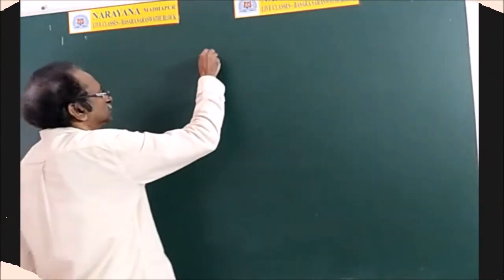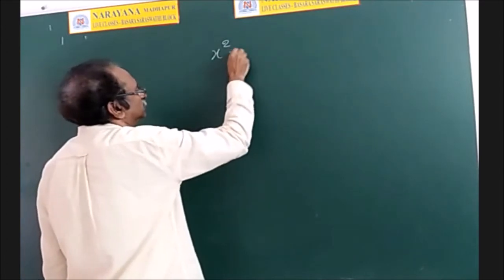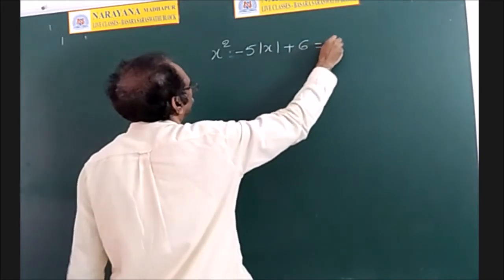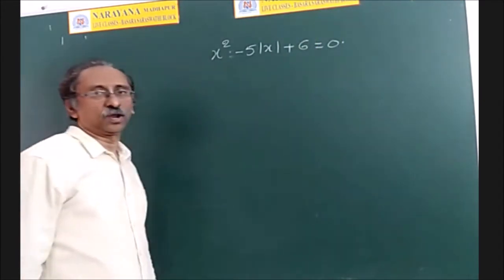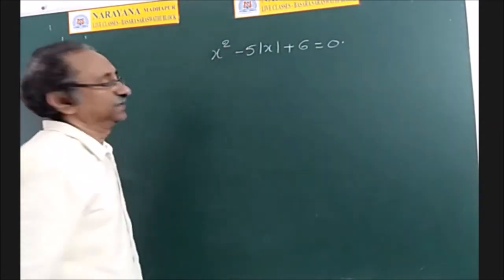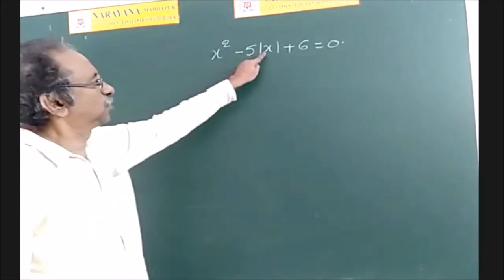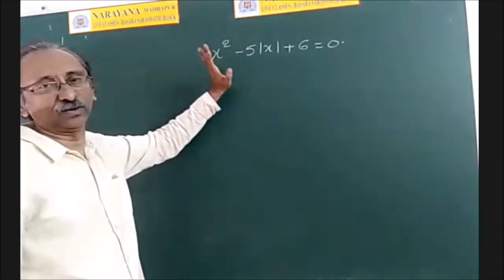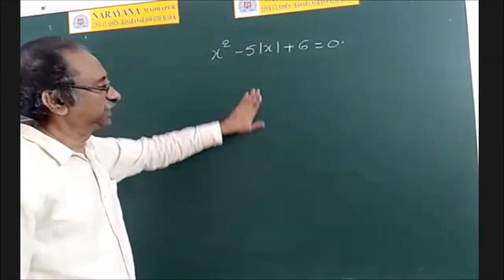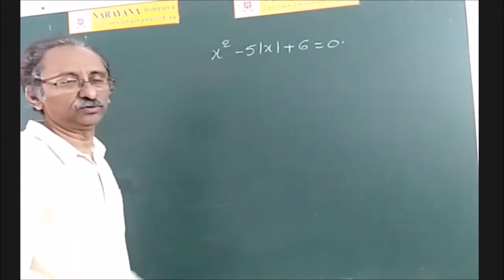Okay. So see this one. Find the number of solutions of this equation. Find the number of solutions of the equation x square minus 5 into mod x plus 6 is equal to 0. See, here there is mod x. That means actually this is not a quadratic equation. So there are two cases. If x is positive, we'll get one quadratic equation. If x is negative, we'll get another quadratic equation.